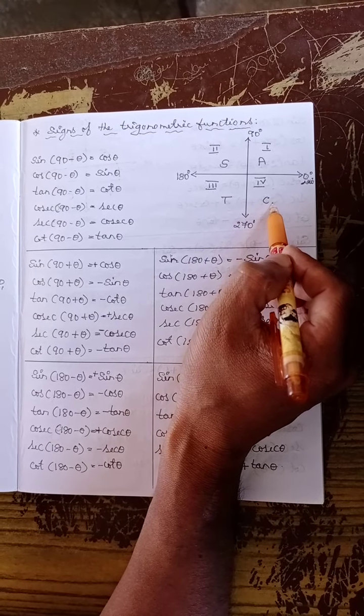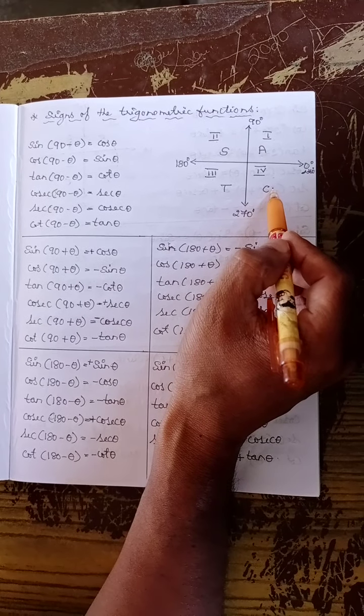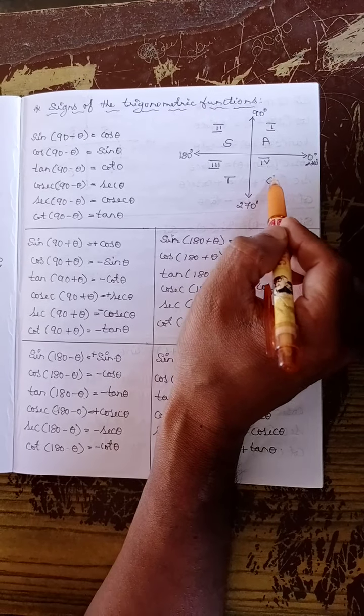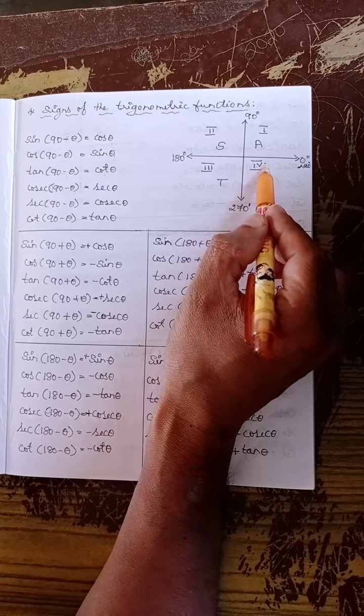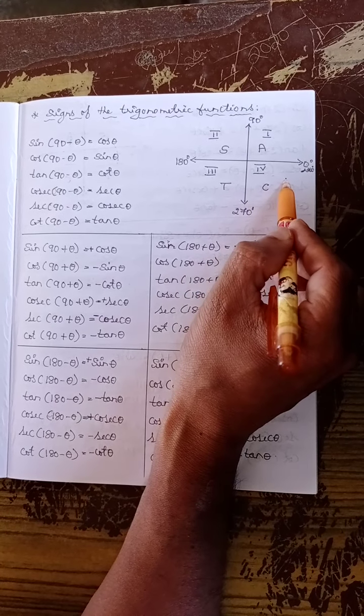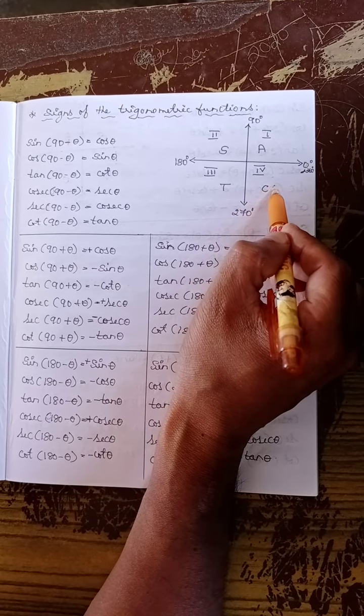And here C means always it is cos, never cosec. So cos and its reciprocal secant are only positive in the fourth quadrant, and the rest of all the trigonometric functions are negative in this fourth quadrant.